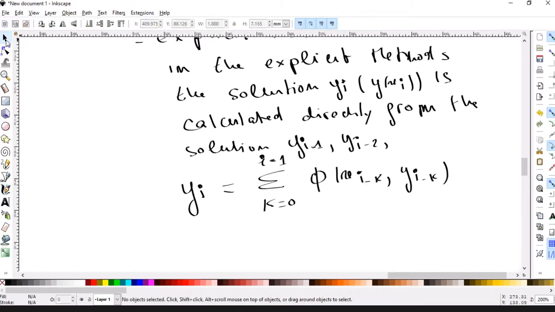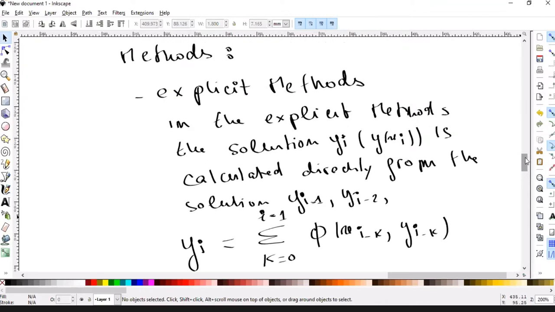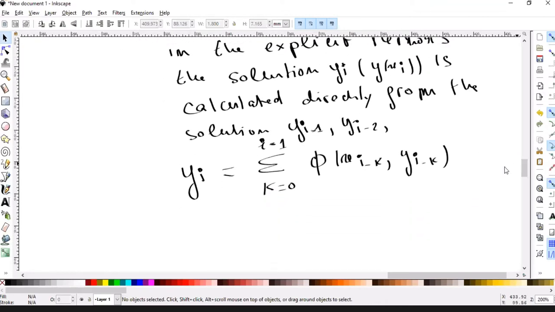Here it's k equals 0, yes, all right. Okay.